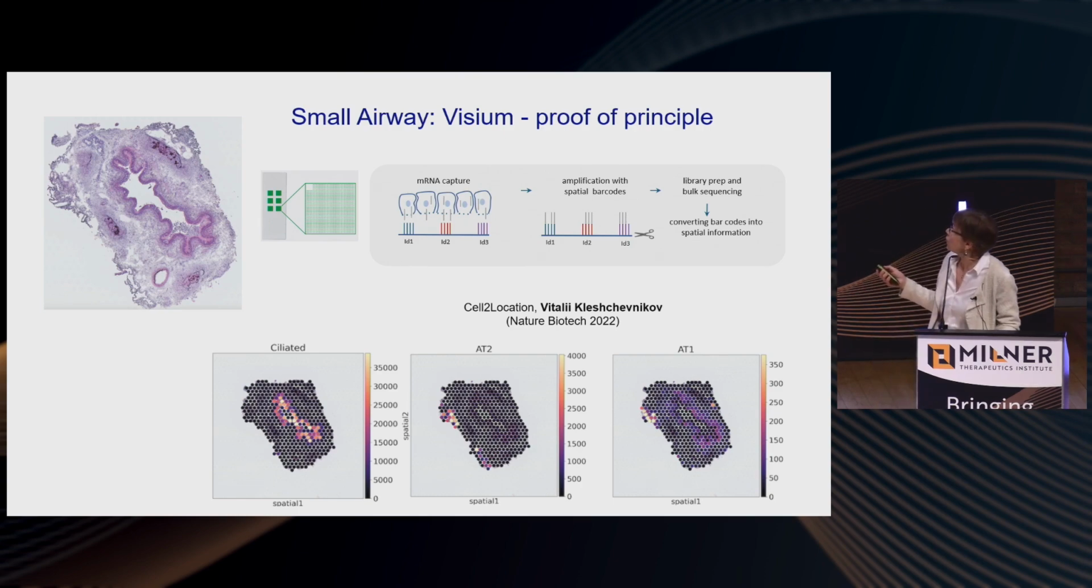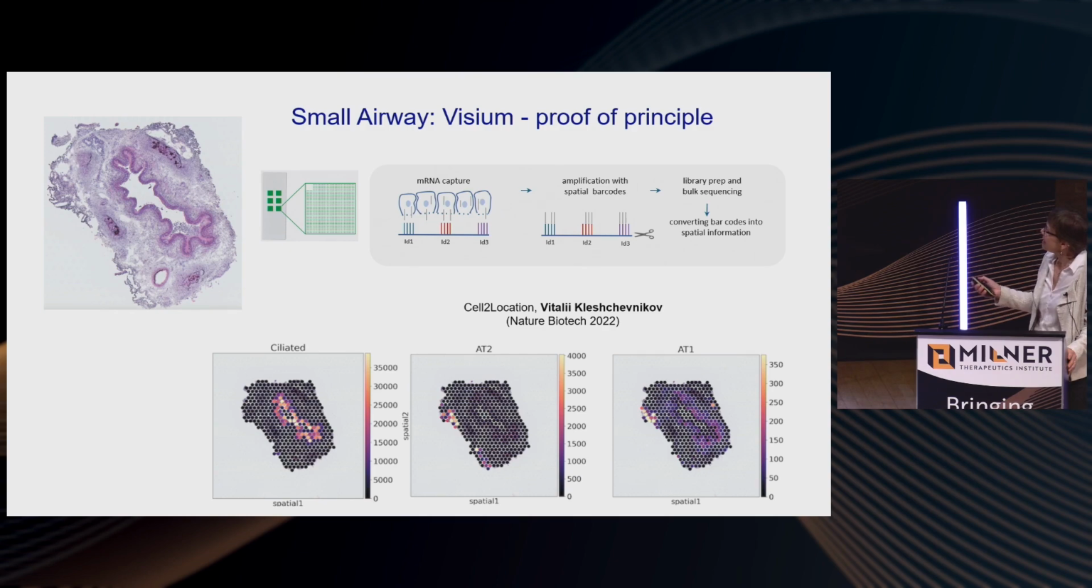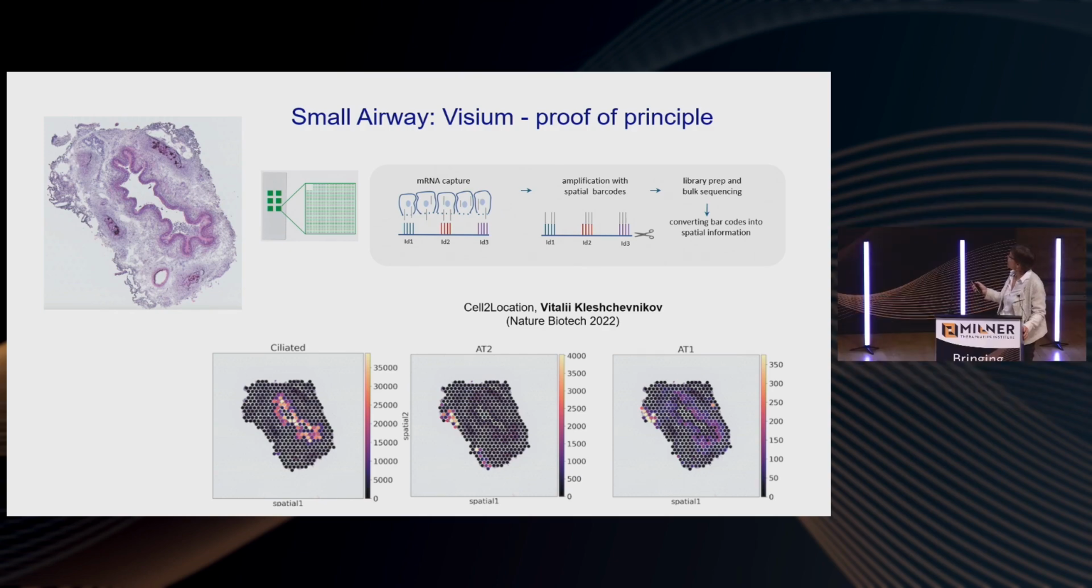So up in the corner here, you see a tissue, a cross-section of a small airway with the lumen and the epithelium and then the tissue around it. So this section gets overlaid on a glass slide where there are multiple voxels with different local oligos.